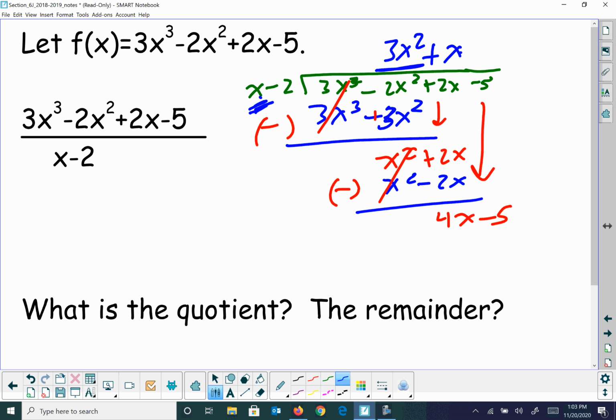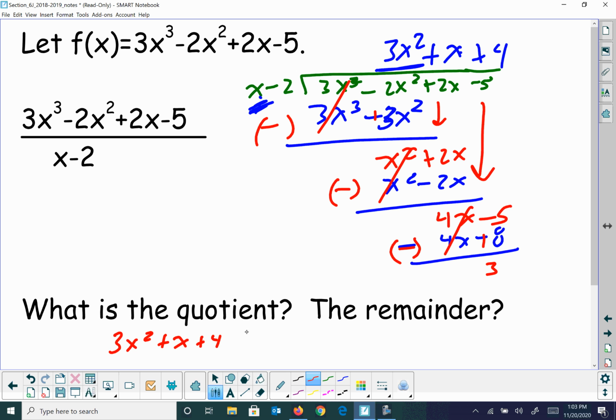Start over again. What are you going to multiply times x to get 4x? It'd be positive 4. So you get 4x minus 8. And we're going to subtract. So those cancel. That becomes a positive 8, so I get a 3. So what is the quotient? The quotient is 3x squared plus x plus 4. What is the remainder? The remainder is 3 over x minus 2. So that's over the divisor.